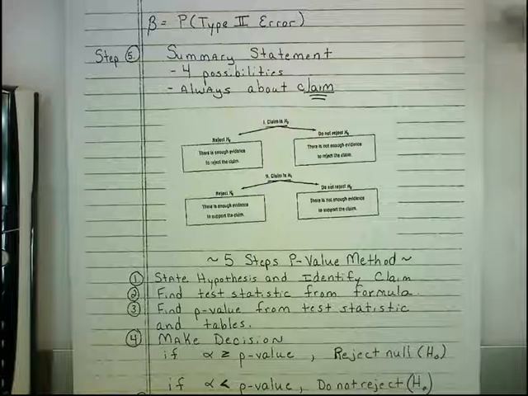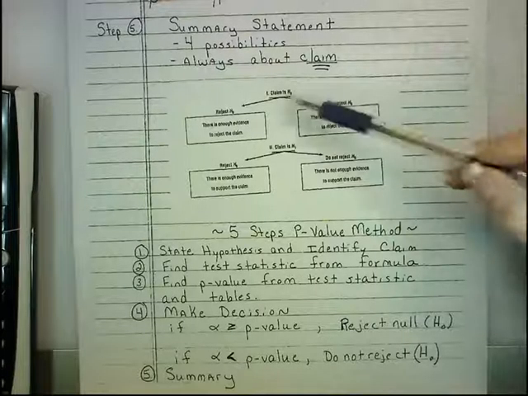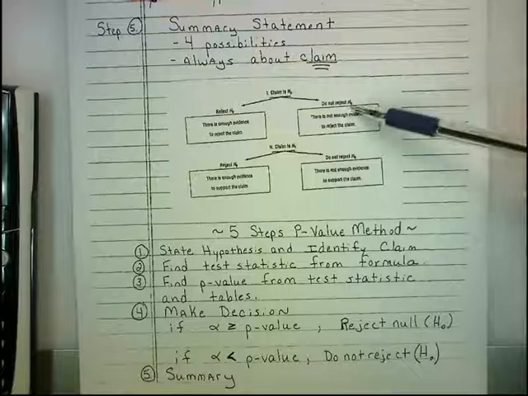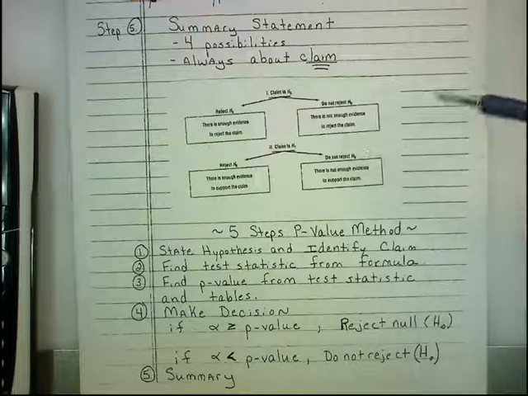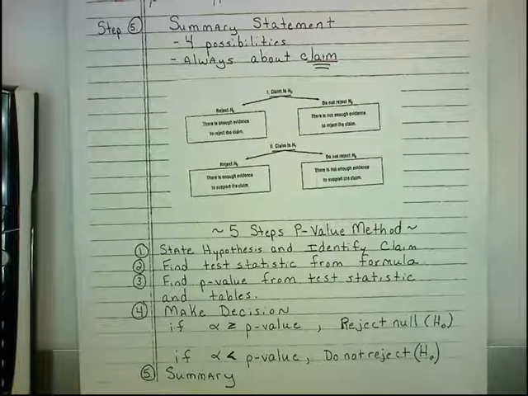The summary statement, again, has only 4 possibilities. You put your left finger on the fact that the claim is either the null or the alternative, and your right finger on the decision that you just made in step 4. Where your two fingers meet, that will be your summary statement. And you're done with the problem after the summary statement.